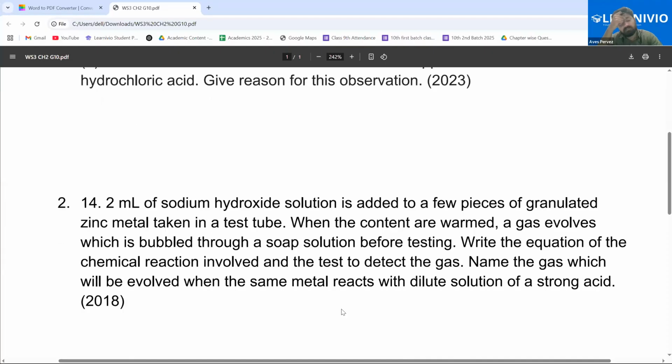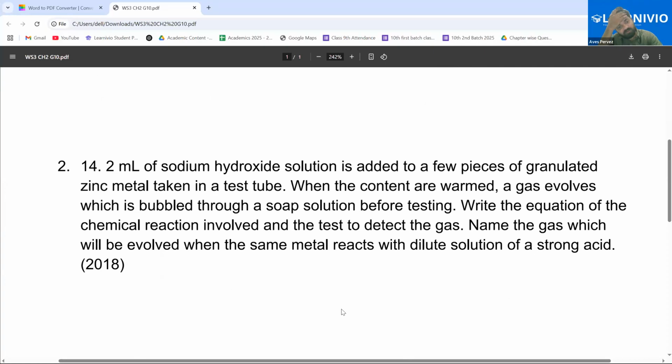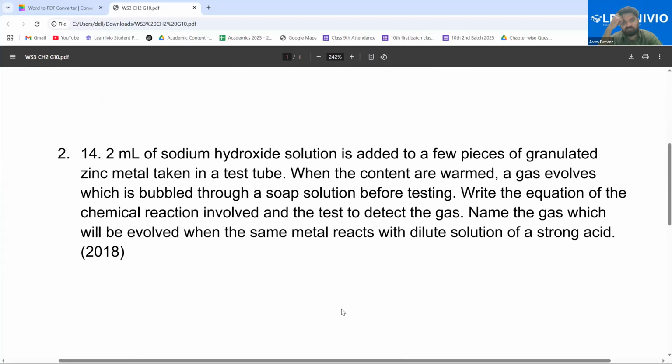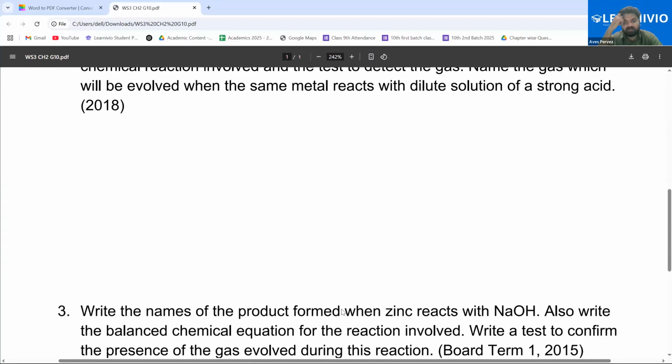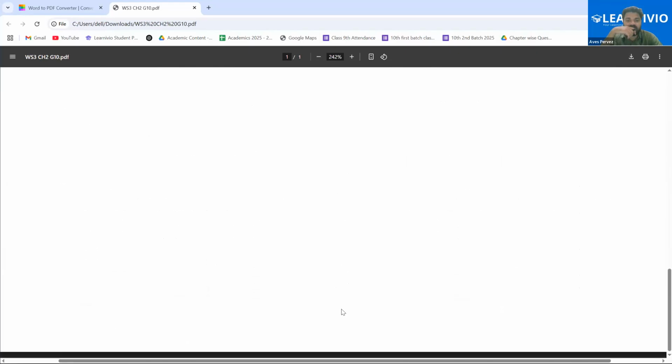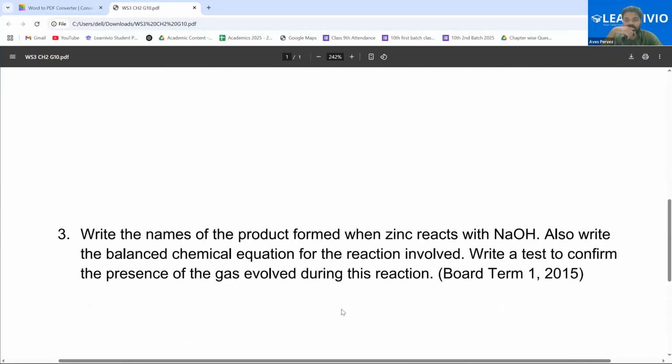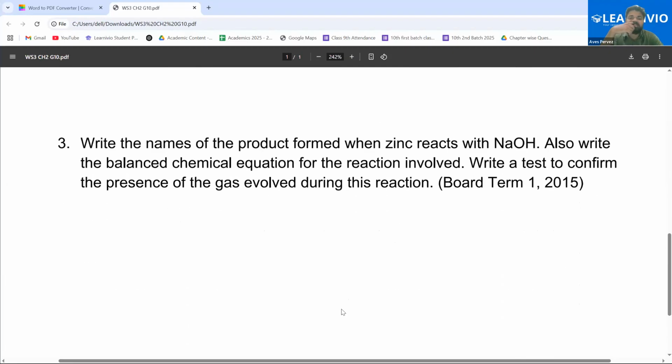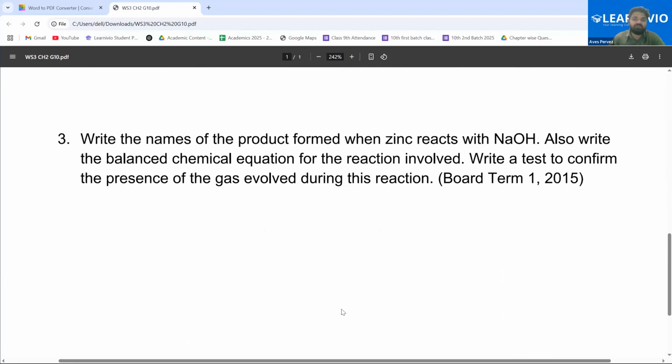Yes, sir. Next one is: sodium hydroxide is added to zinc granules. Name the compound formed when zinc is reacting with this one. This is a very simple reaction, so let's discuss this property. The sodium hydroxide one will come under the properties of bases.